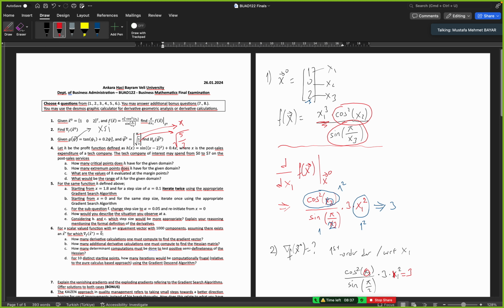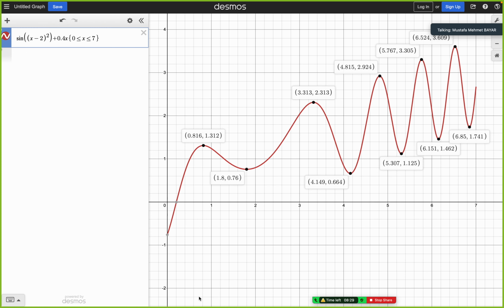The second one is, how many extrema does H have for the given domain? Extrema are either critical points or margin points or the points where the limit is not defined. So this is going to be a margin point, and this guy is going to be another margin point. We don't have any points where the limit is not defined, so the answer is 12, 10 plus 2. We just added the margin points.